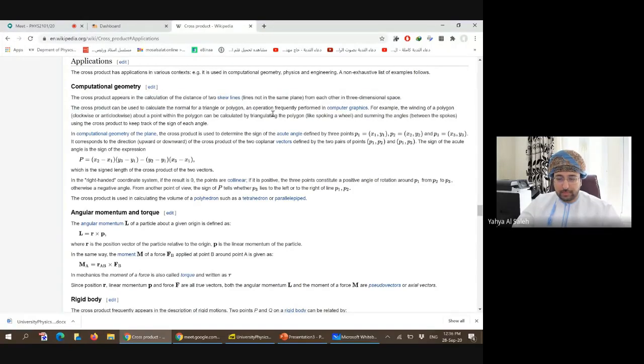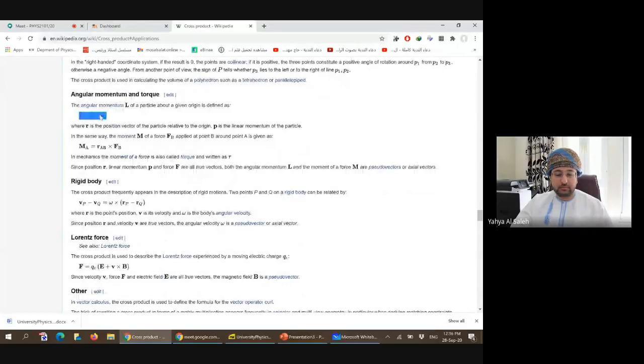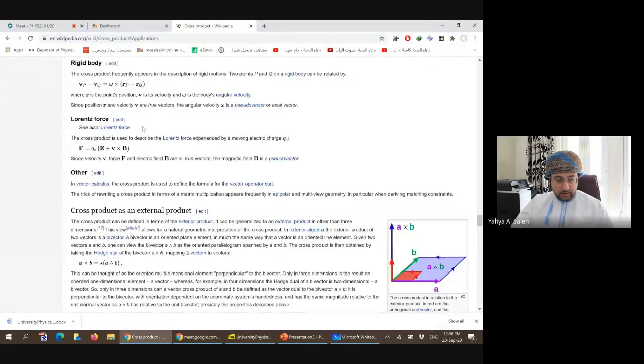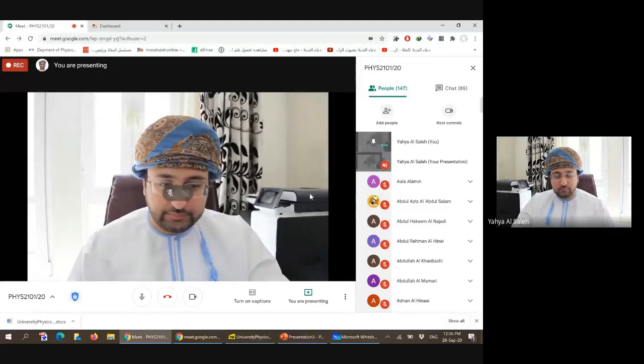Okay, so in computer graphics, this is useful for calculations. Let me give you 2 examples which we will actually use later in this course. One is angular momentum and torque. Lorentz, we don't actually do Lorentz force. Let's stick with angular momentum for now. I'll tell you an example.